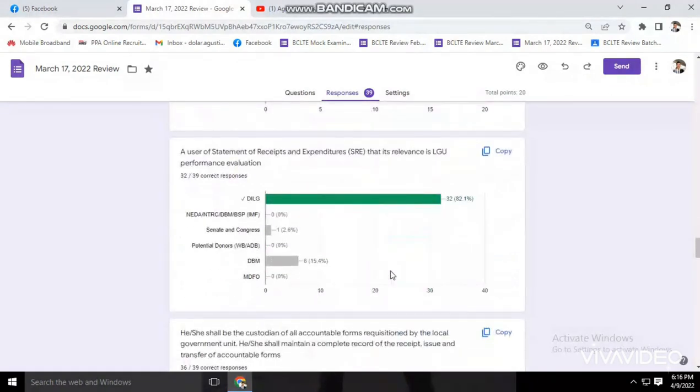A user of a statement of receipt and expenditure, that its relevance is LGU performance evaluation. So it's speaking of the relevance of the LGU performance evaluation, the answer is the Department of Interior and Local Government, DILG.